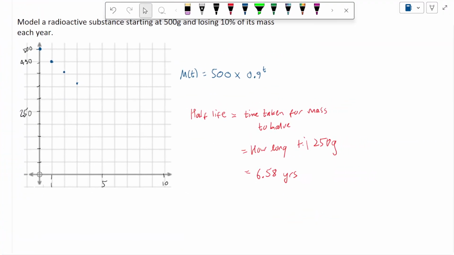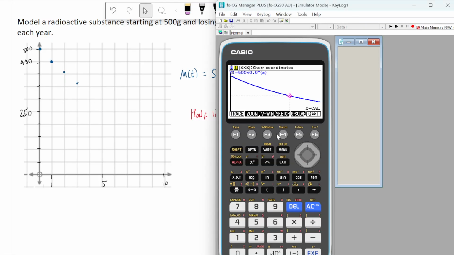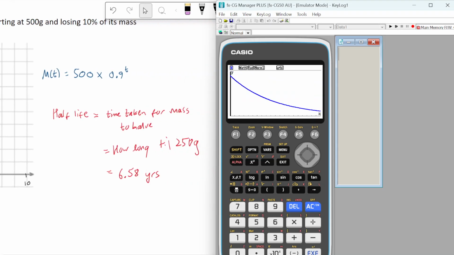One thing that I want to point out about the half-life is that it's very counterintuitive. So I'm going to make my window a little bit bigger. We'll go up to 20. So the half-life is 6.58 years. If I go double that amount, so that would be 13.16. That's 2 half-lives. I've halved twice. So I should be at about 125 grams, which I am. You can see the Y value there.